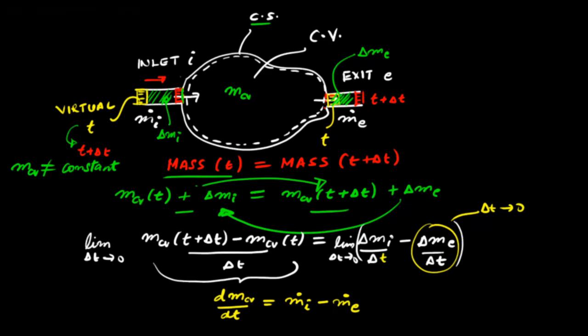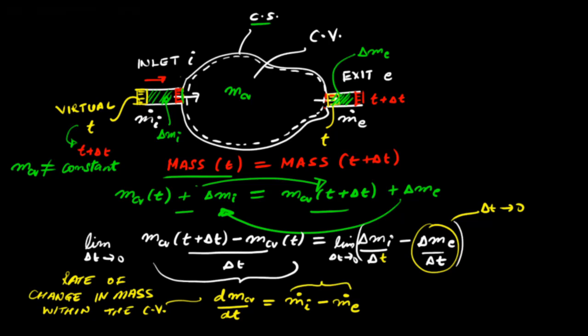Therefore, the statement of conservation of mass for a control volume is given by the rate at which mass is accumulating within the control volume is equal to the net mass inflow into the control volume, and the net mass flow rate into the control volume is the mass flow rate into the system through the inlet minus the mass flow rate out of the system through the exit.